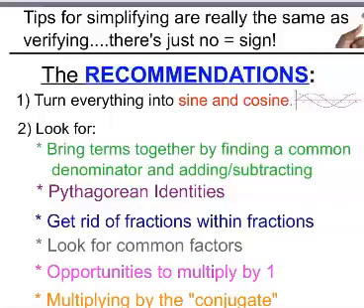Some of the recommendations: turn everything to sine and cosine. Look for ways to bring terms together by finding a common denominator. So if you have a plus or a minus in between terms, you want to try to bring those together as one term because we're trying to make it as compact and simple as possible. Remember those trig identities: sine squared plus cosine squared equals 1, etc. Get rid of fractions within fractions. Look for common factors. Look for opportunities to multiply by 1, multiply by the conjugate.